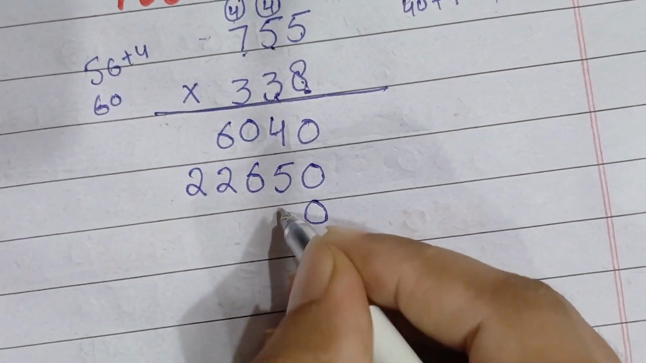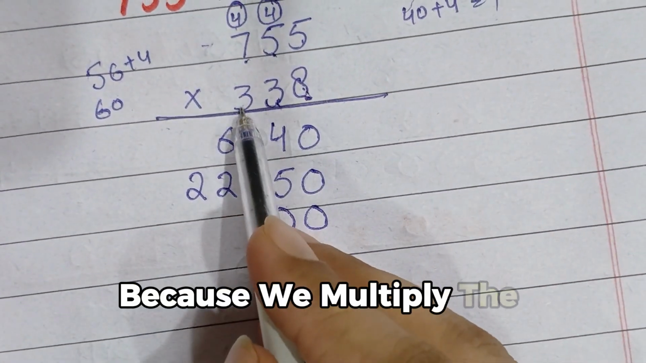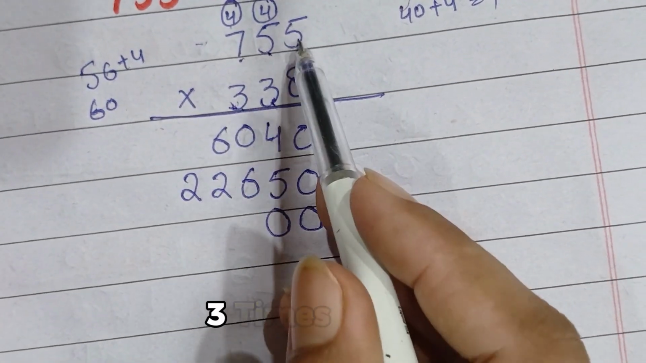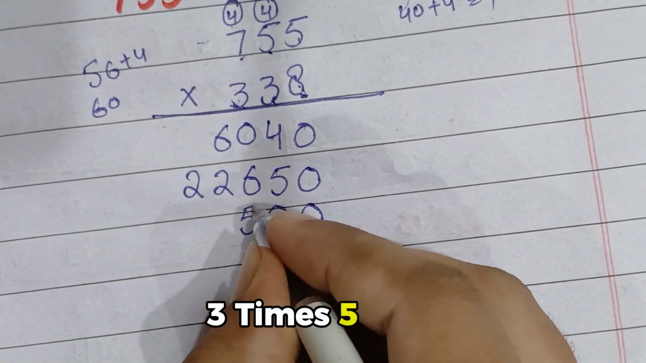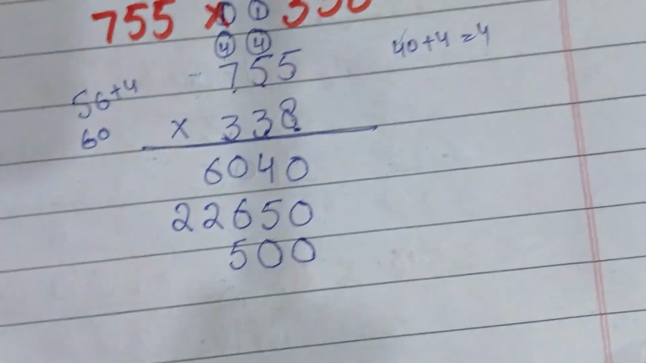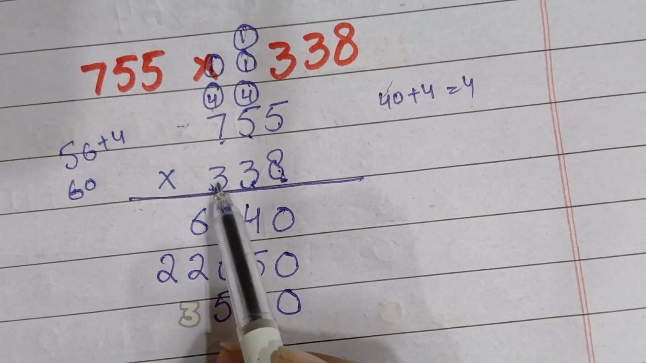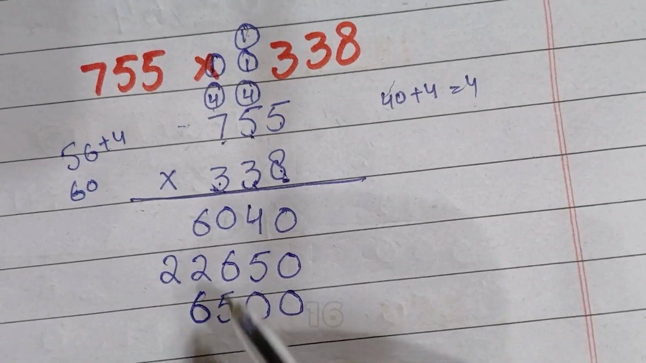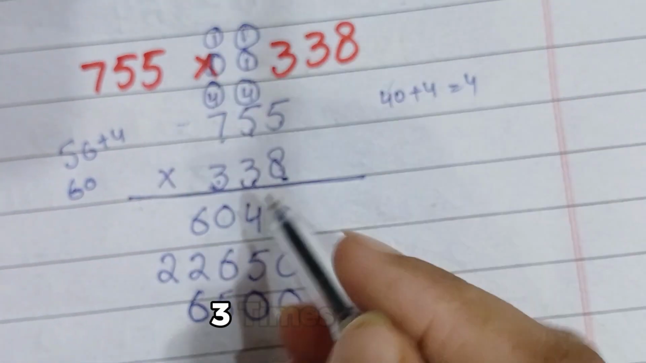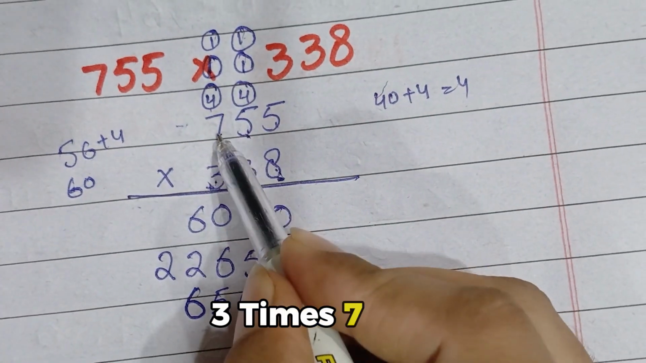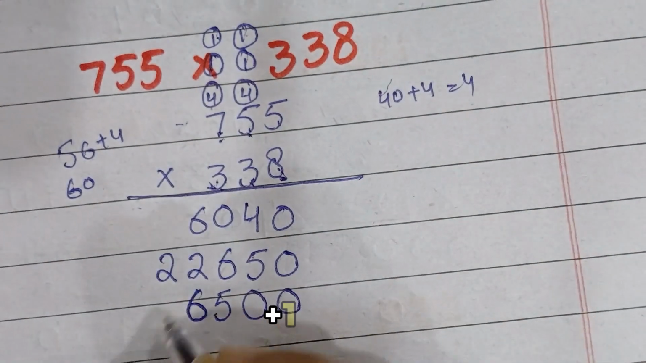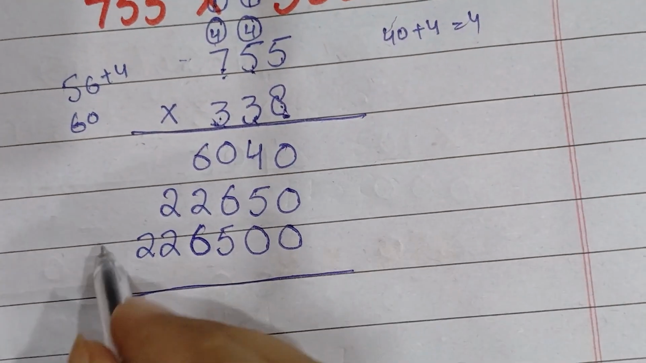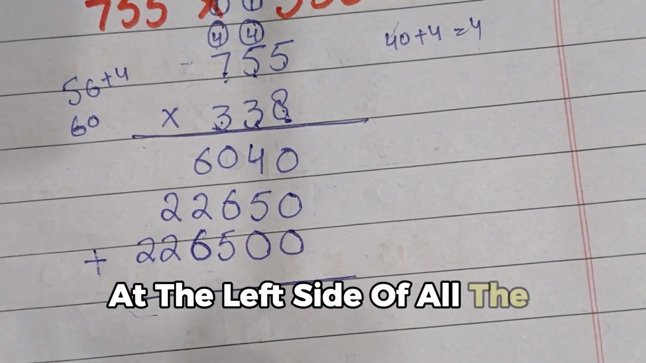Now add the 0s because we multiply the hundreds place digit in the bottom. 3 times 5 is 15, write 5, carry 1 to the next column. Now 3 times 5 is 15 plus 1 carry becomes 16, write 6 and carry 1 to the next column. 3 times 7 is 21, add the 1, becomes 22. Now draw the answer line and write the symbol at the left side for the addition.